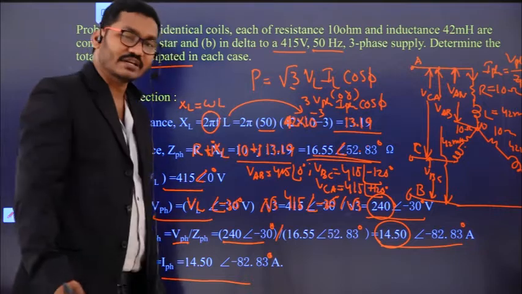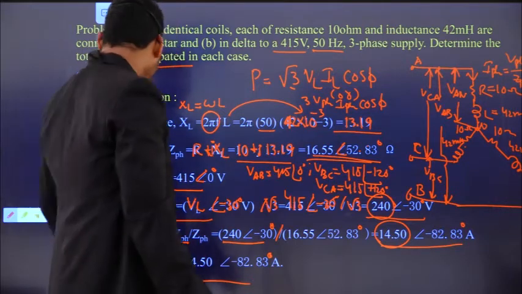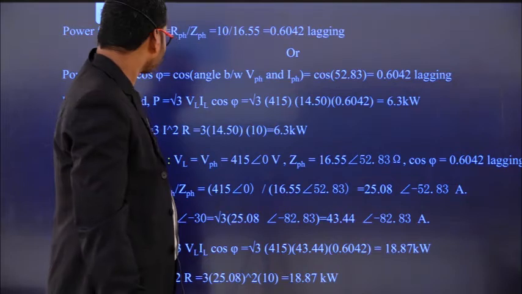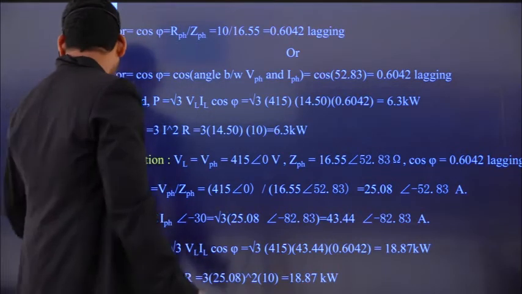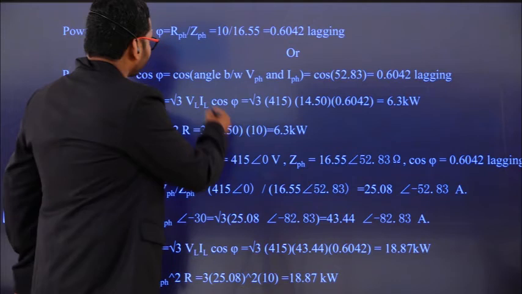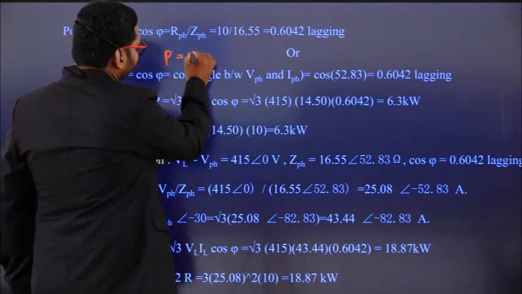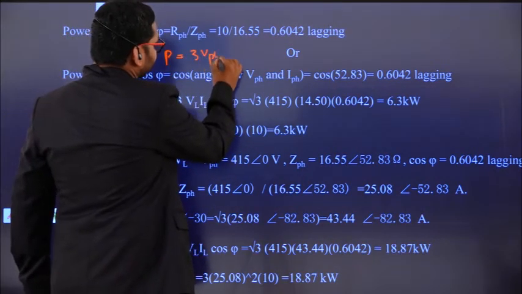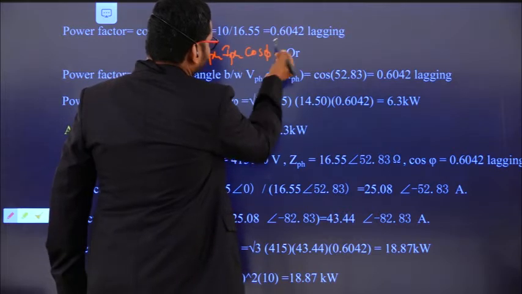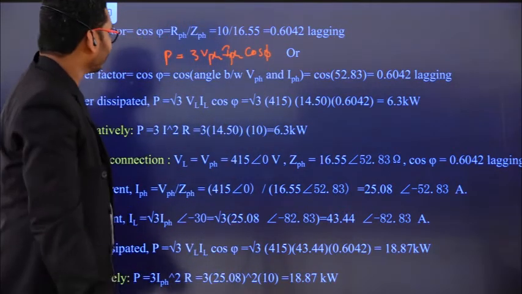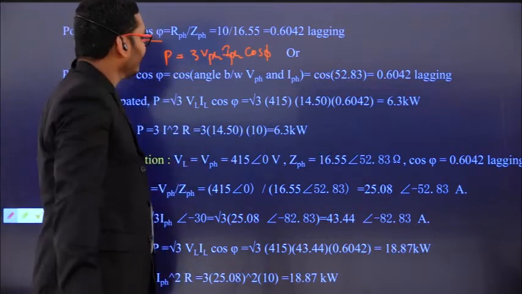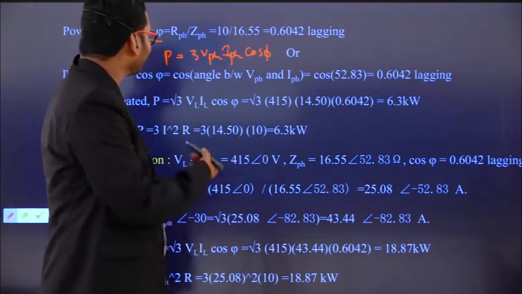Otherwise you can find the angle another way. Just see here. For the power factor, I already told you: P equals 3 V phase I phase cos phi. If you want to find the power, you have to do it like that. You can also find cos phi like this, which is the power factor. If you find phi, you can find cos phi.